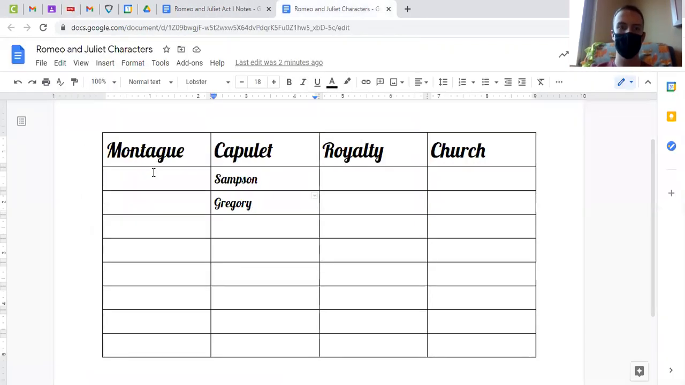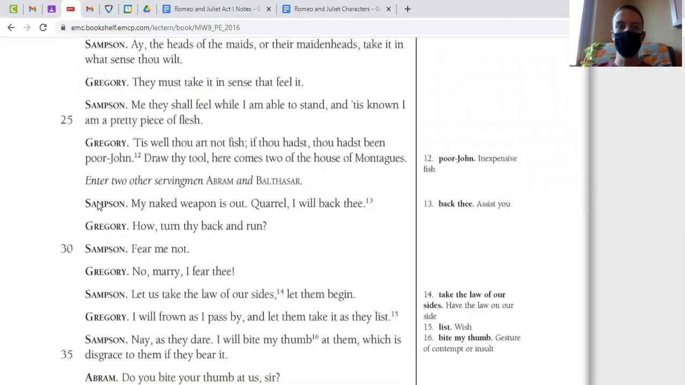So we're going to go back to our characters. We got the Montagues, Abram, and Balthazar. I always have a hard time spelling his name. All right, so we have these two sets of hired guys, one from the House of Montague, one from the House of Capulets. They both have swords. They're both angry with the other side. Samson right away pulls his sword out, says, "My naked weapon is out." Naked just means it's not in its sheath anymore.